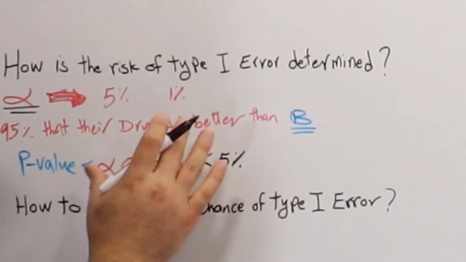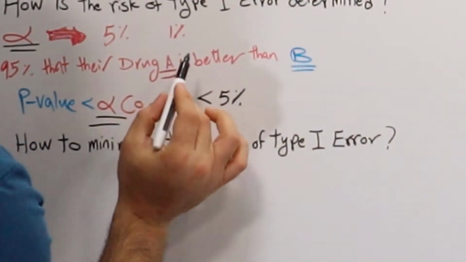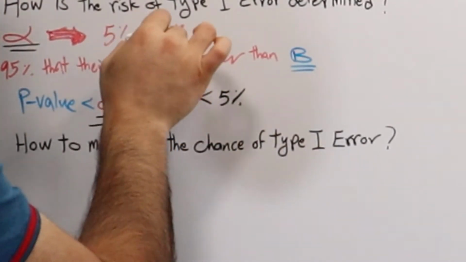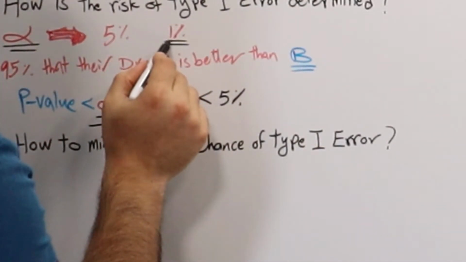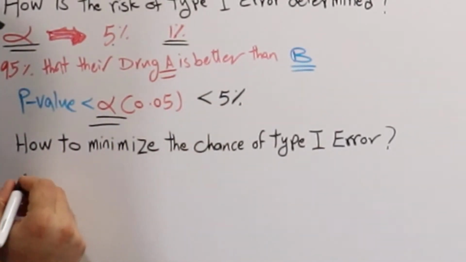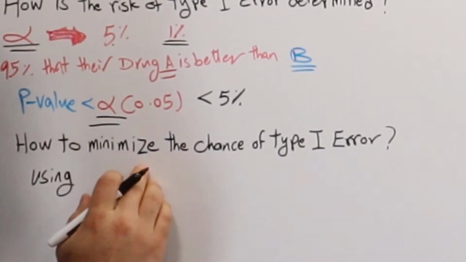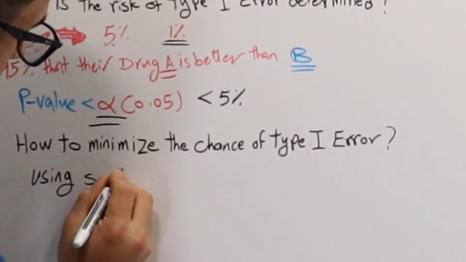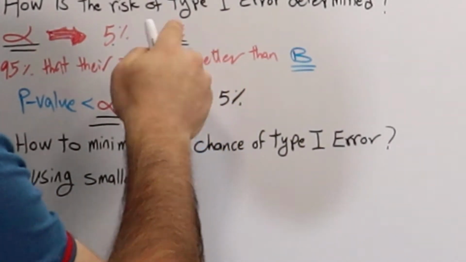So how can we minimize this chance of error? Going back to the 1% I mentioned earlier, if we choose 1% instead of 5%, we decrease alpha, making it smaller. We can minimize the chance of type 1 error by using a smaller alpha. In this case, it would be 1%.